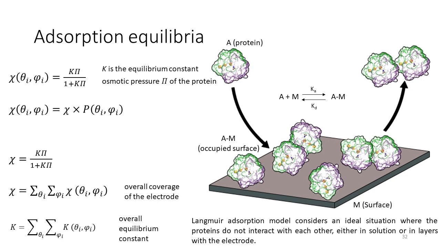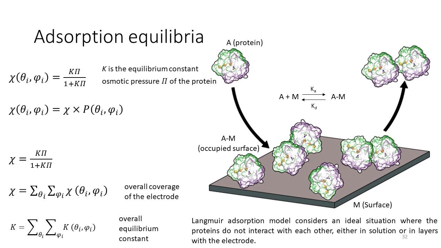The important thing of this constant is that if the value of K is big, that means that the affinity of the protein for the electrode is big, and for that reason the adsorption of the protein is big and is good. On the contrary, if the value of K is low, that means that I have a low affinity of the protein for the surface of the electrode, in this case my hydrogenase, and for that reason the adsorption is not so good or is not so efficient under the experimental conditions that I am testing.